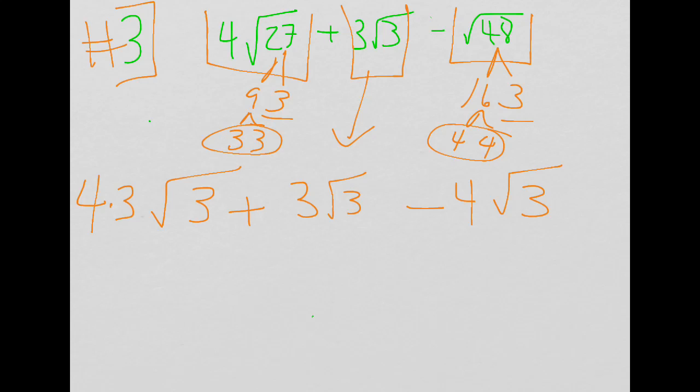So then from here, 4 times 3 is 12. Alright? Can I combine all of these? Yes, because they all have the same radical. They're all square root of 3, so I can add them just like I would add 12x plus 3x minus 4x. I'd add them the same way, except instead of x, I've got a square root of 3. So it's 4 times 3 is 12, 12 plus 3 is 15, 15 minus 4, 11.